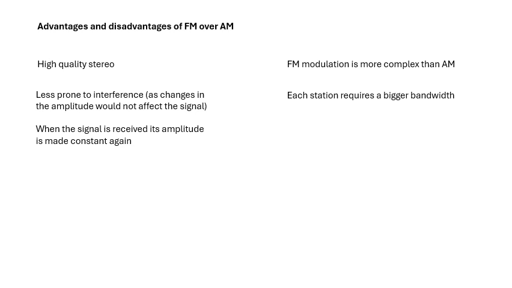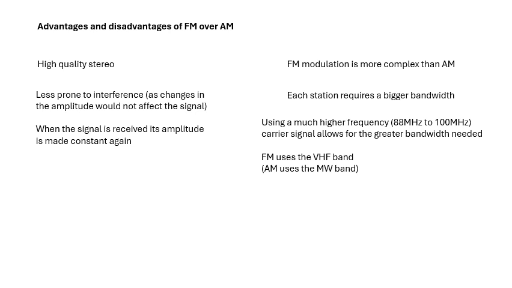The reason it's less prone to interference is because interference affects the amplitude of the signal. But in FM, the information isn't carried by the amplitude. So if you make the amplitude constant again after you've received the signal, with something called a limiter, then you get your original signal without the noise. Okay? When the signal is received, its amplitude is made constant again.